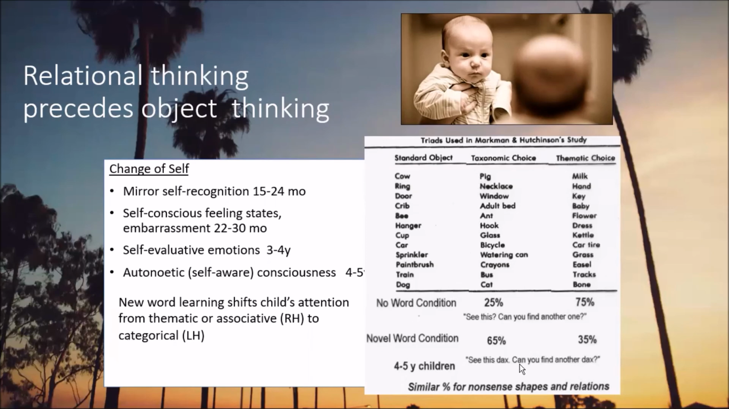But you go, see this DAX? Can you find another DAX? By putting a word on it, we go categorical. And now they choose the more categorical element. New word learning shifts children's attention from thematic or associative to categorical.